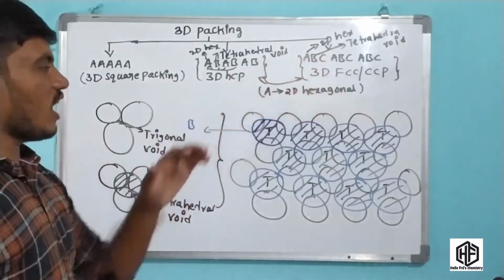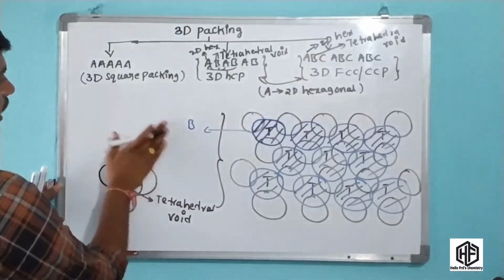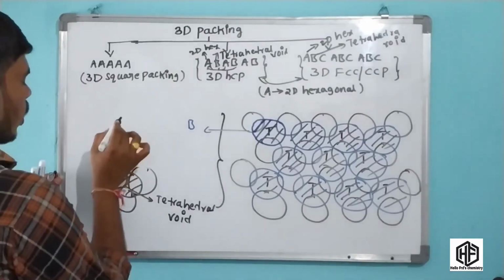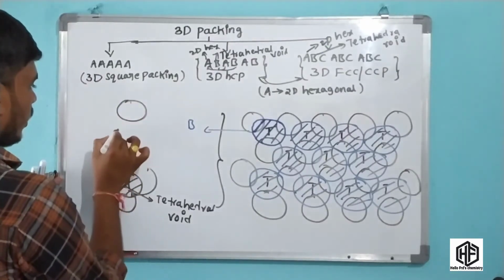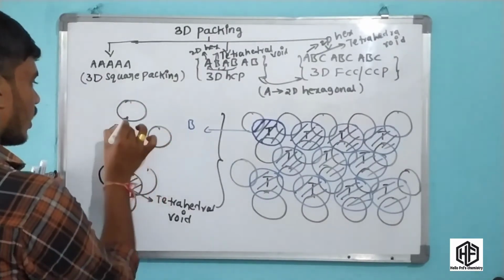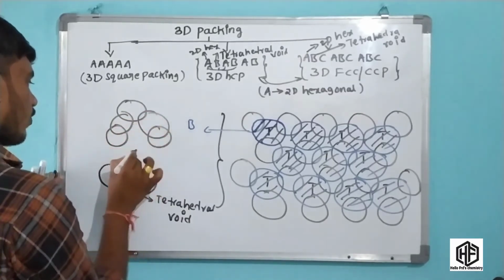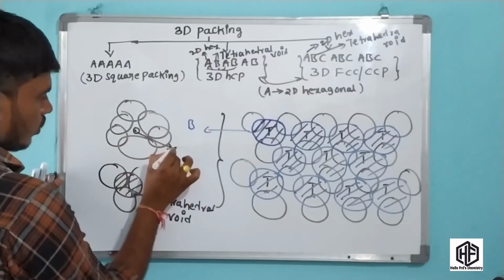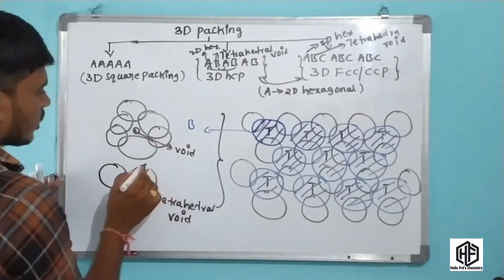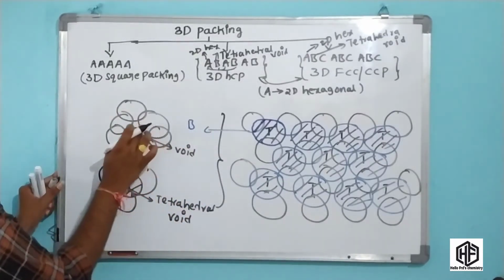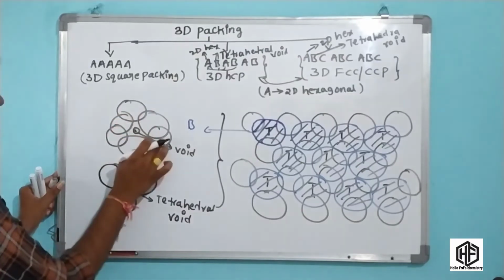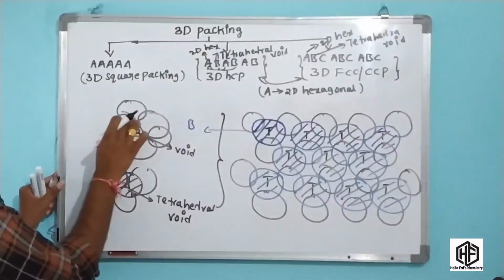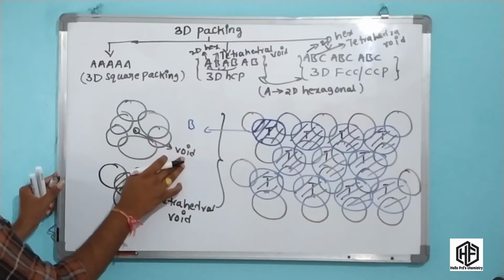Okay friends, this C is the octahedral void. What is an octahedral void, friends? An octahedral void has 6 atoms present. This is 3 atoms, and these 3 atoms are covered by 3 atoms above. This void is called an octahedral void. These are the 3 atoms present, and above the 3 atoms another 3 atoms are present. That is called an octahedral void.